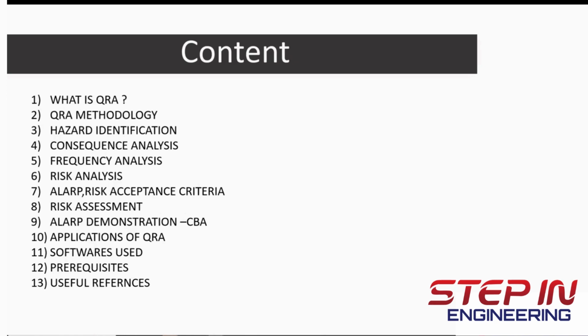What is QRA study and what is the methodology? So methodology involves 5 to 6 major steps. Each and every step we will study: hazard identification, consequence analysis, frequency analysis, risk analysis, and risk acceptance criteria. Acceptance criteria is like your exam mark criteria, like eligible mark is 50, right? Similar way, whether your risk is acceptable or not, we have some criteria. So that also we will see.